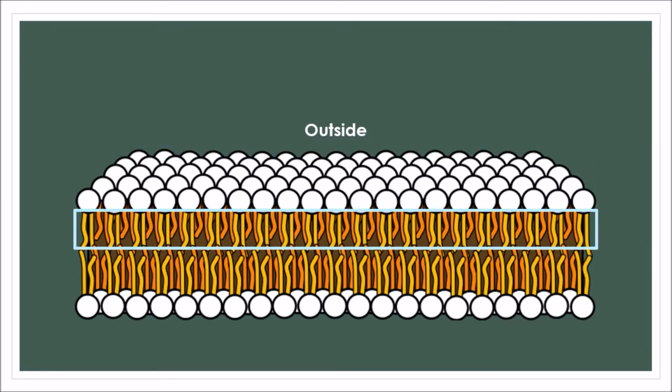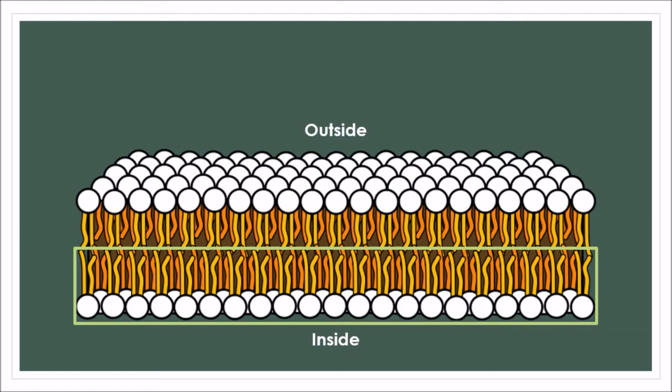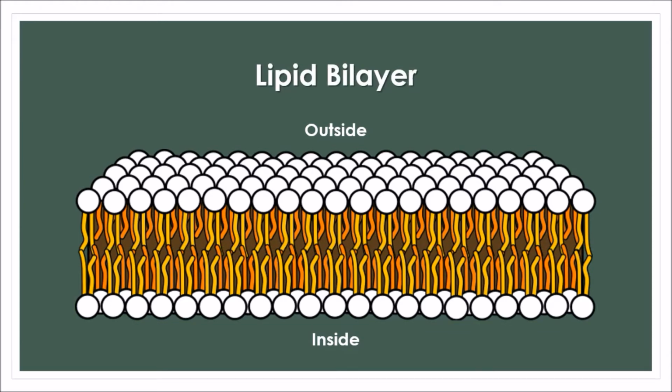A second layer of phospholipids also forms with the heads facing the inside of the cell and tails facing away. In this way, a double layer is formed with phosphate group heads on the outside and fatty acid tails on the inside. This double layer, called the lipid bilayer, forms the main part of the cell membrane. So that's all for the phospholipids.